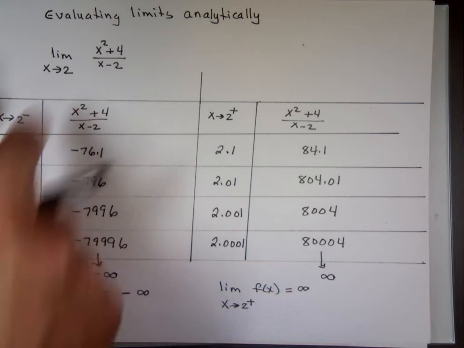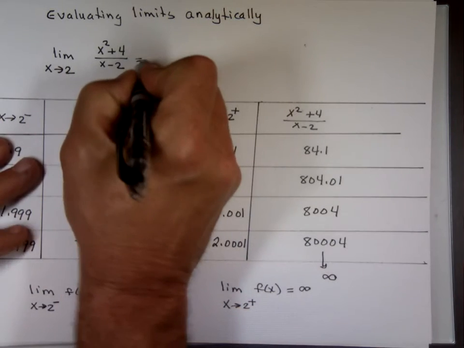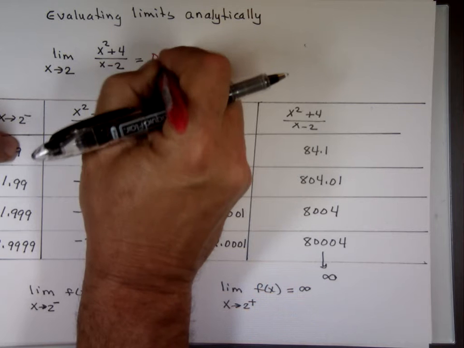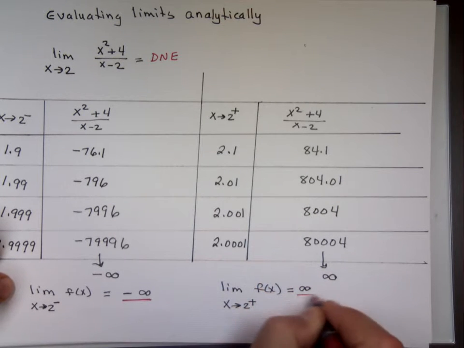So what's the limit as x approaches 2 for this question now? I have to write: does not exist. Why? The left side doesn't match the right side.